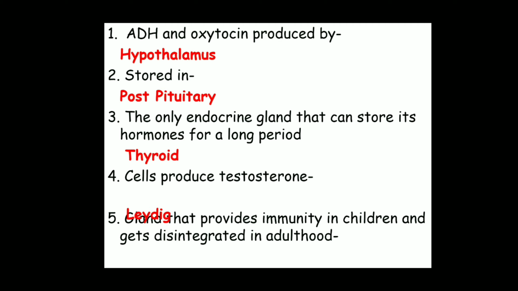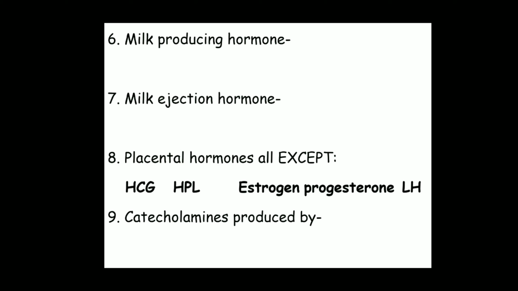The cells that produce testosterone: Leydig cells. Gland that provides immunity in children and gets disintegrated in adulthood: thymus. Milk producing hormone, prolactin, and milk ejection hormone, oxytocin. Know the difference: production, ejection.